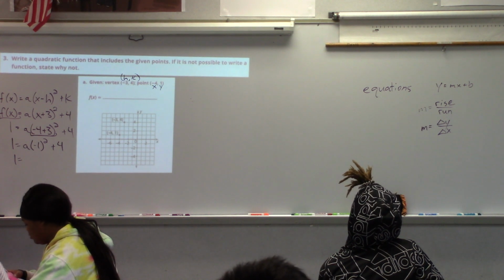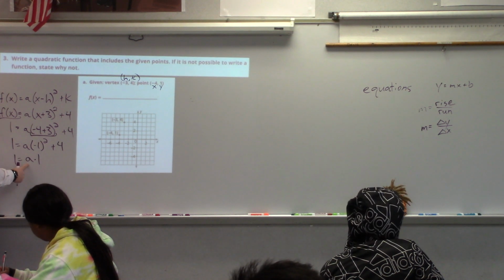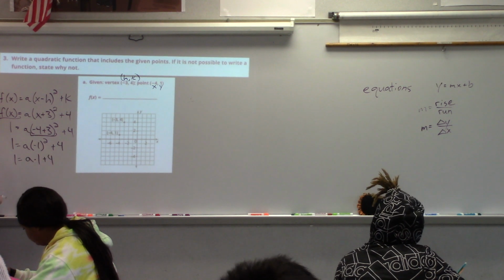I'm going to simplify so we don't leave the square in there. No, I'm trying to solve for A. So I don't need the square. Okay, you're right. I thought you keep the square in there.